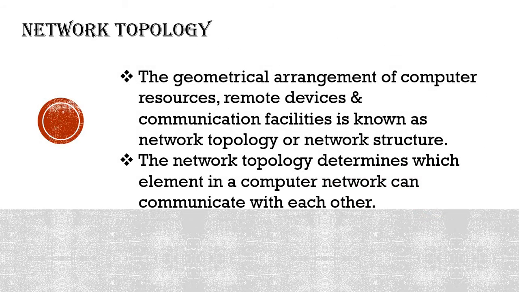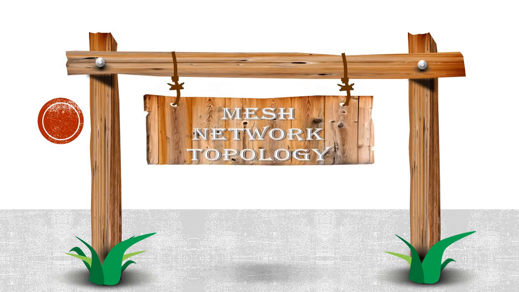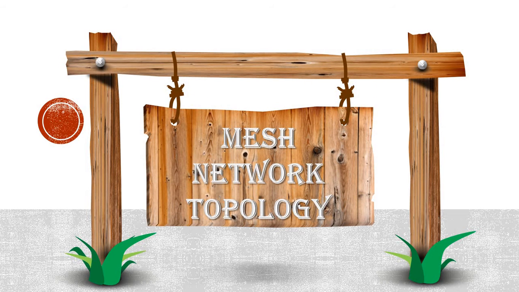Network topology, that is the geometrical arrangement of computer resources, remote devices and communication facilities, is known as network topology or network structure. Network topology determines which elements in the computer network can communicate with each other. In the last video section, I explained bus topology, ring topology and tree topology. So let's start with the remaining topology in this video section.